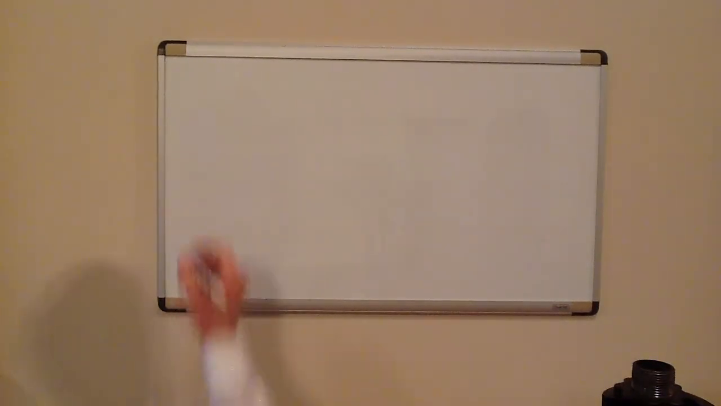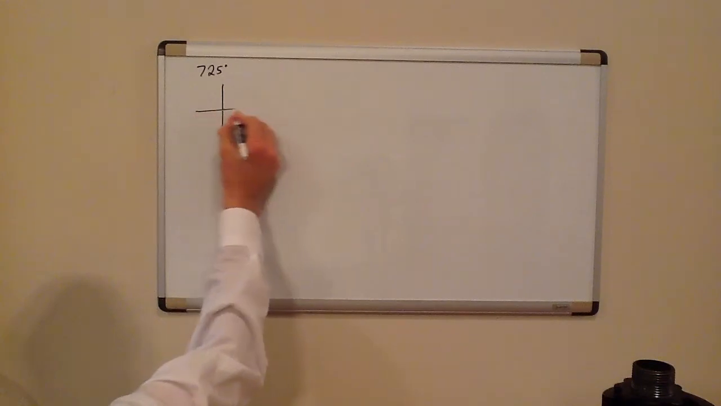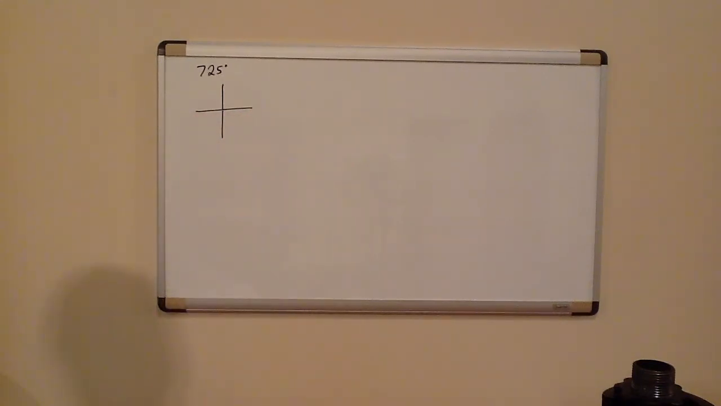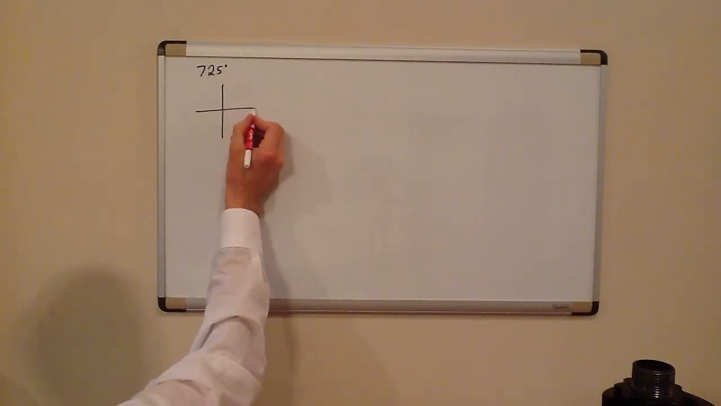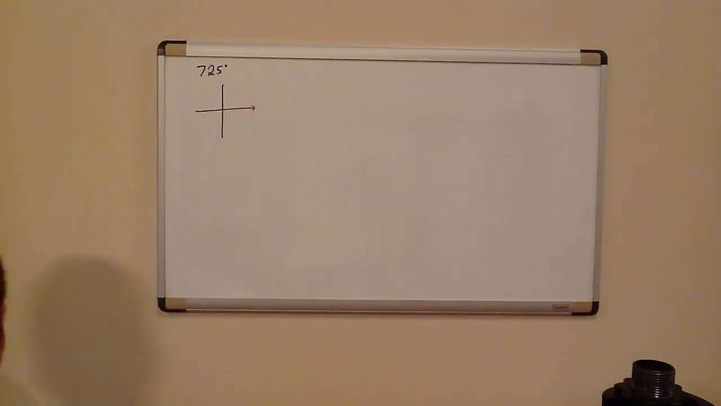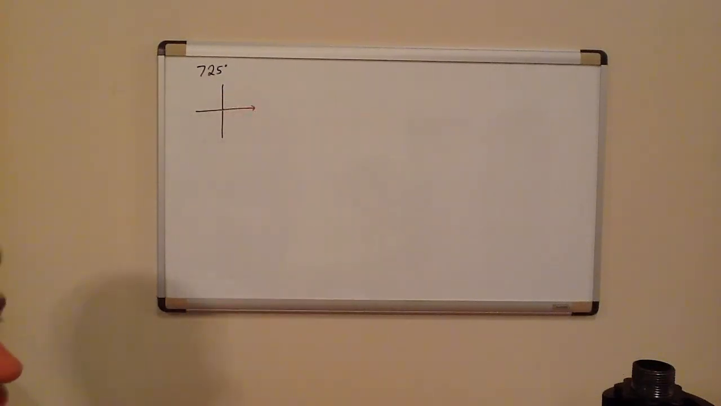Here we go. Now we have a 725-degree angle. Now, let's state the obvious. We know that it starts here. And let's be realistic. We know it swings around the circle at least once. We know that much. So we know that when we draw this thing, it's going to go 360 degrees. So now the question is, how much more does it go? And there's an easy way to find it. So let's do it.